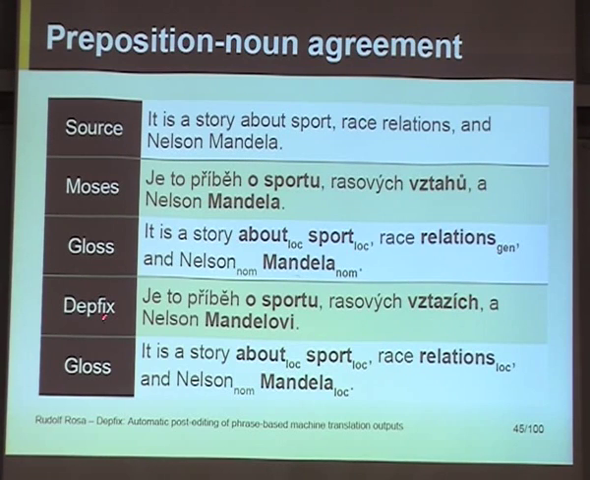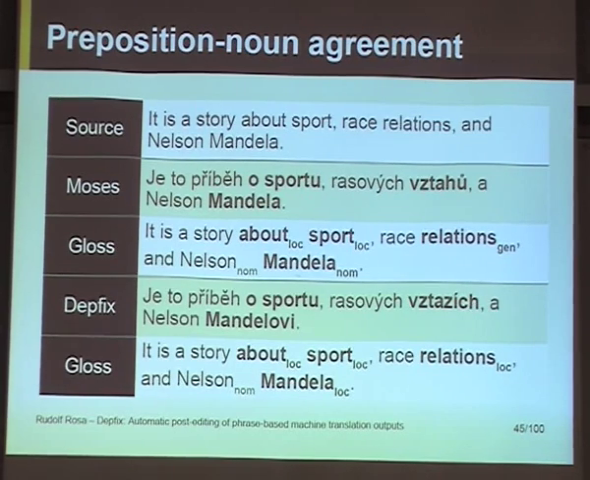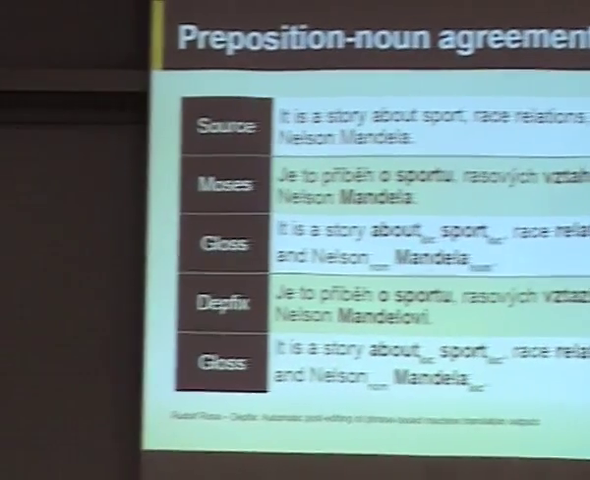Actually, you can see that even though the output is not perfect, it's better. "Je to příběh o sportu, rasových vztazích a Nelson Mandelovi", so still the word Nelson should also be changed to Nelsonovi, but the morphological generator probably does not know the word Nelson, so it cannot generate the correct form. This happens especially with names, with named entities. It happens a lot. So it's not perfect. Maybe when DEPFIX will use the tool of MSD-Czech, it will get better. I don't know.